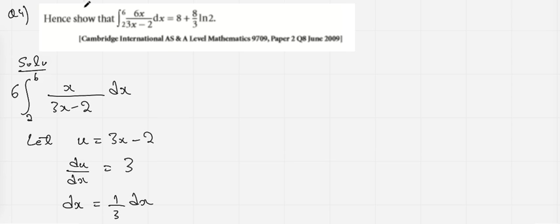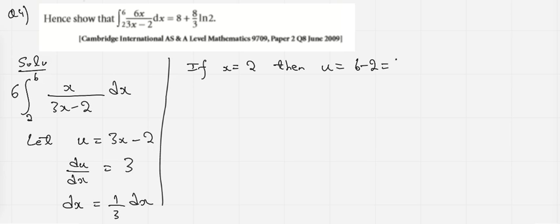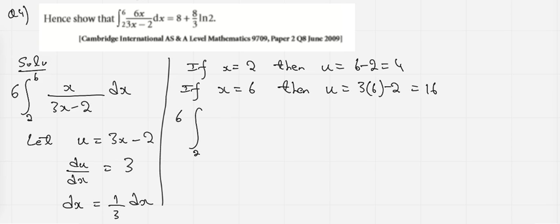Similarly, we are going to change our limits as well. If x is equal to 2, then u is going to be 3 times 2 minus 2, so 6 minus 2, that is 4. And if x is equal to 6, then u will be 3 times 6 minus 2, so 18 minus 2, that is 16.